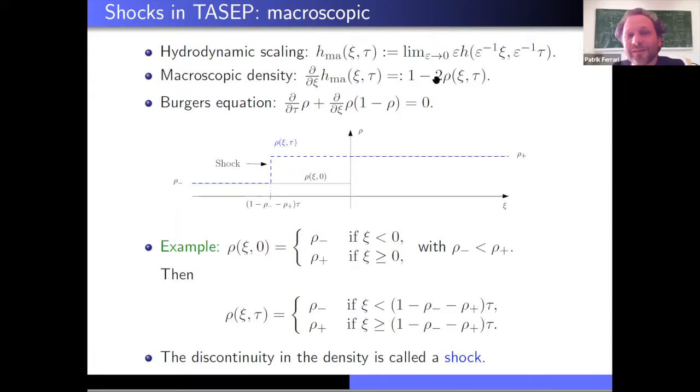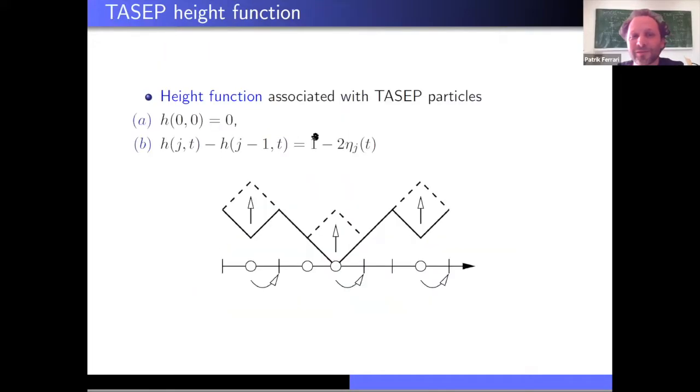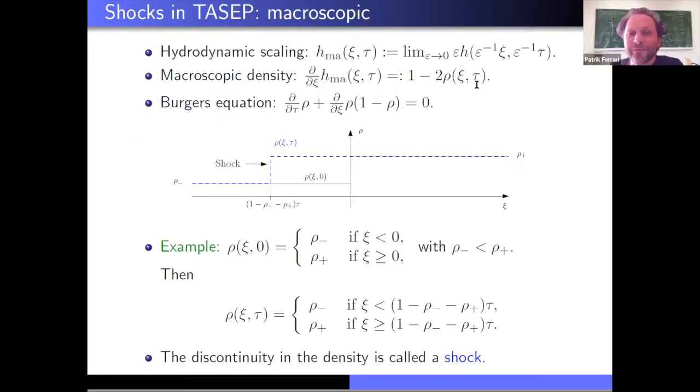And the macroscopic density, rho, is just a linear transformation of the gradient here. Just because of my choice, the gradient is 1 minus 2 times the density. Everyone knows here that for TASEP, rho solves the Burgers equation. It's this evolution. And then here is what happens.